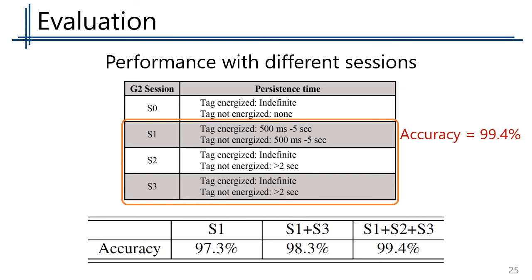In this experiment, we increasingly use up to 3 sessions to do the authentication. As we can see, the accuracy improves as the number of sessions increases. This is intuitive because more fingerprints reduce the probability that the system incorrectly accepts a counterfeit. For example, when 3 sessions are used, the accuracy reaches 99.4%.